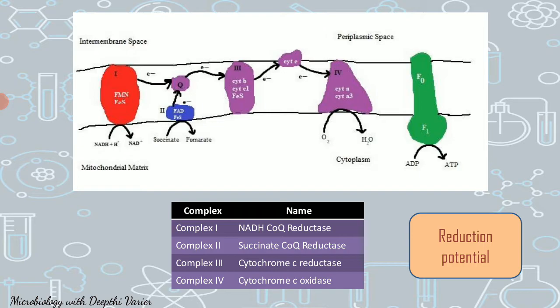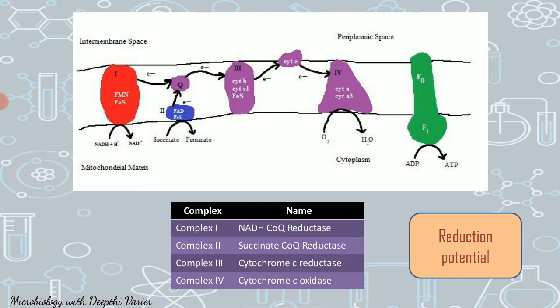Initially, the electrons are being donated by NADH2, that is nicotinamide adenine dinucleotide, which is in the reduced form. That is why it is called NADH or NADH and H+. It is donating its electrons to complex 1, and in the process it gets oxidized back into NAD. Now in complex 1, that is the NADH CoQ reductase, there are the electron carriers FMN and FeS. So the two electrons which are released by NADH are being taken up by these electron carriers FMN and FeS.